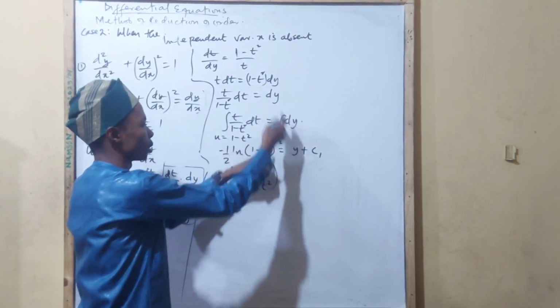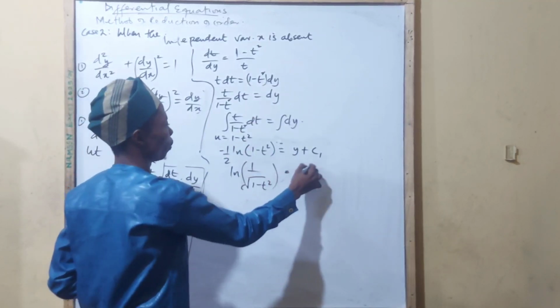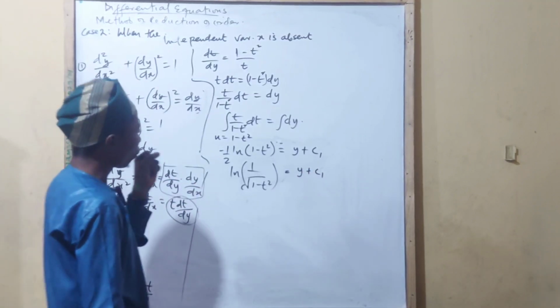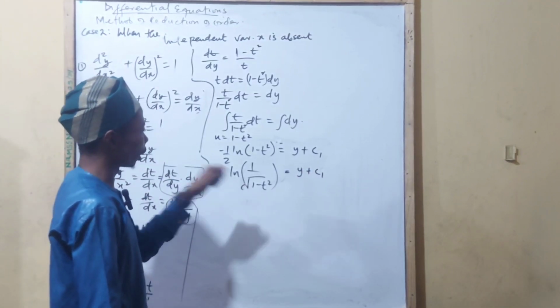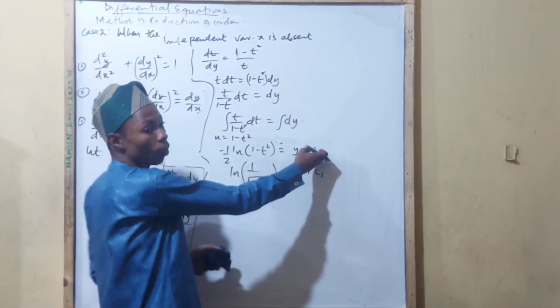And because of minus, it will turn to fraction. So we are going to have this equals y plus c1. But then we need to make t the subject of the formula. So what can we do to make t stand alone? Suppose that c1 is a constant.